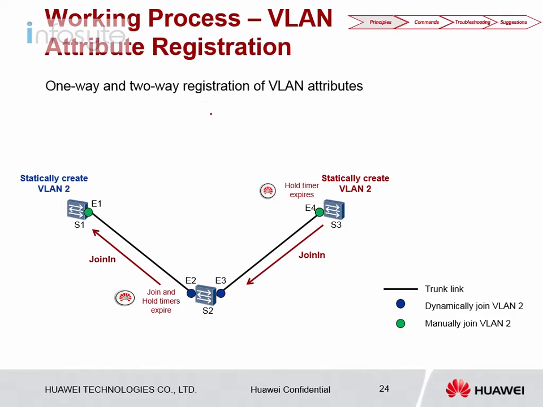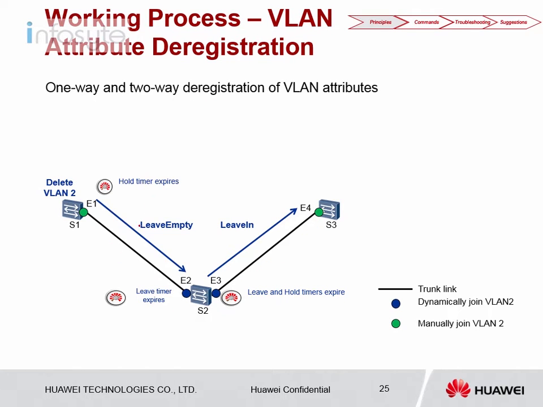Okay, so what happens if, let's say, the VLAN is deleted? So here in this diagram we delete the VLAN. Now when we delete the VLAN, we are going to send a leave empty message after the hold timer expires. Okay, and on top of that, because switch 2 already has VLAN 2, Ethernet 3 of switch 2 is going to send a leave in to switch number 3, which is received by Ethernet 4. Alright, remember that this is manually created.